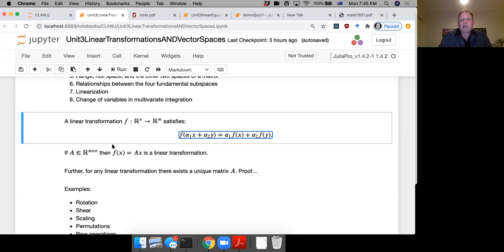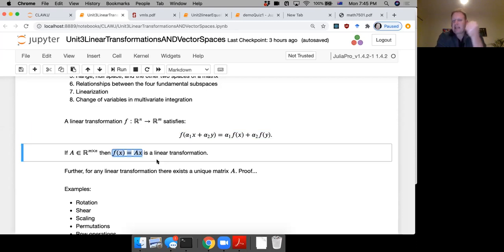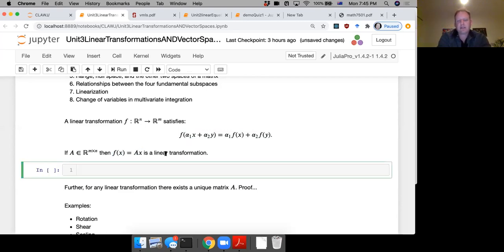So first of all, let's see that if A is an m by n matrix, and your function just says, take x and apply the matrix A to it, then F is a linear transformation. So let's see this. So prove.